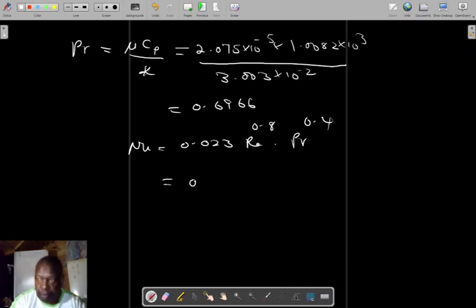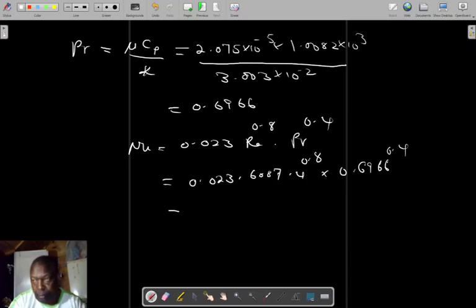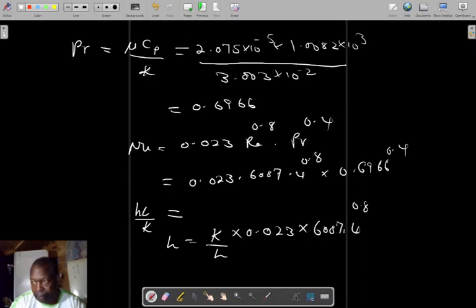So this equals 0.023 times the Reynolds number, 6087.4, to the power of 0.8, times 0.6966 to the power of 0.4, and we know it is equal to hL divided by K. So h is equal to K over L times 0.023 times 6087.4 to the power of 0.8 times that.